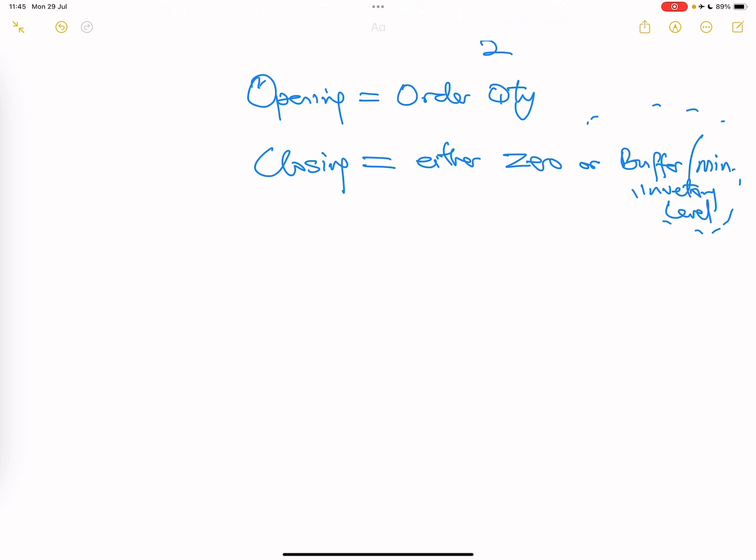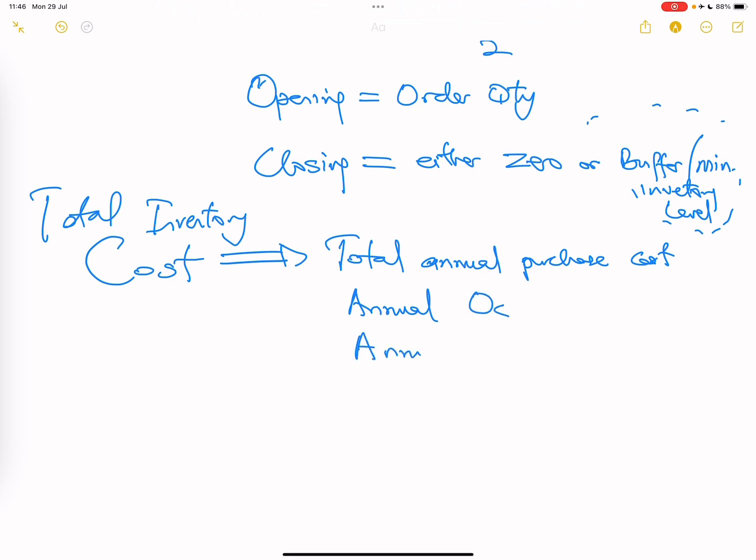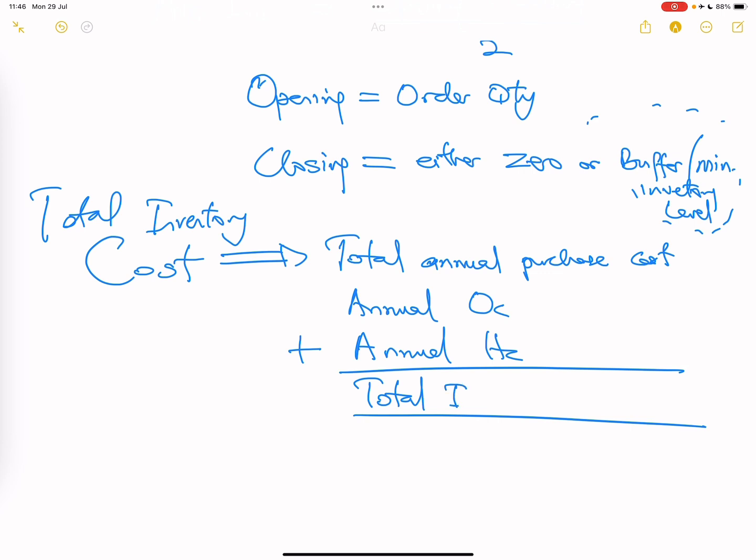So by the time you have annual holding cost, annual ordering cost, and the purchase price for all the annual demand, then you have your total inventory cost. Your total inventory cost will now be the addition of your total annual purchase cost, plus annual ordering cost, plus annual holding cost. All of these added together will give you your total inventory cost.